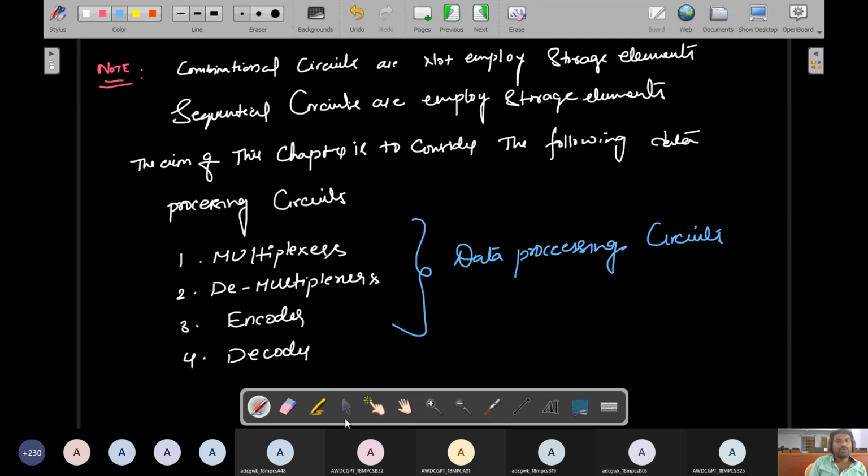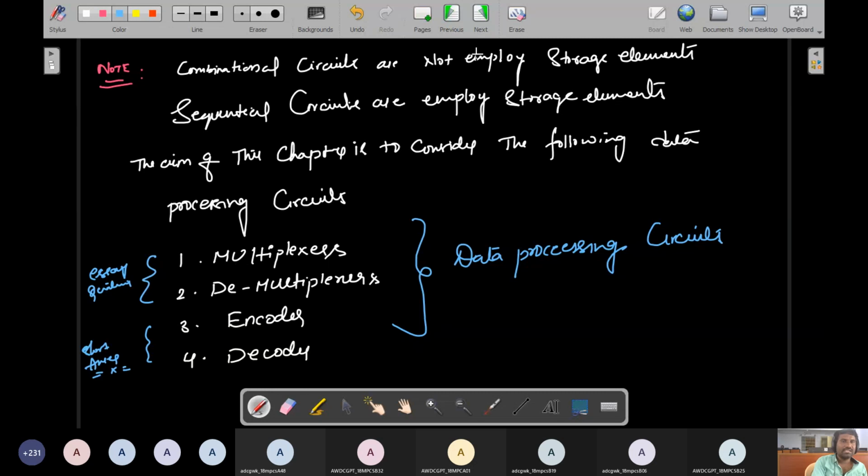So the aim of this chapter is to study the following data processing circuits: multiplexer, demultiplexer, encoder, decoder. Our syllabus also starts with multiplexers. The multiplexer and demultiplexer are both very important essay questions. Decoder and encoder will mostly come as short answers. Please follow properly. I'll start with the multiplexer next class.